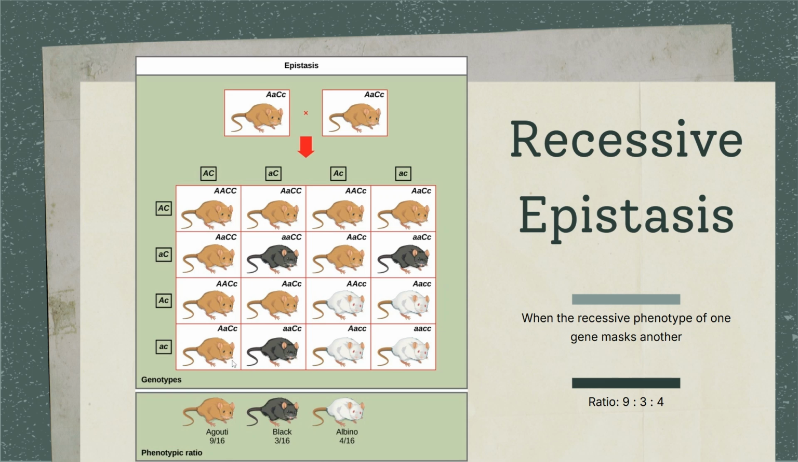So you can see here, there are 1, 2, 3, 4, 5, 6, 7, 8, 9 brown mice, 1, 2, 3 black mice, and 1, 2, 3, 4 white mice. So the common ratio for recessive epistasis is 9 to 3 to 4.